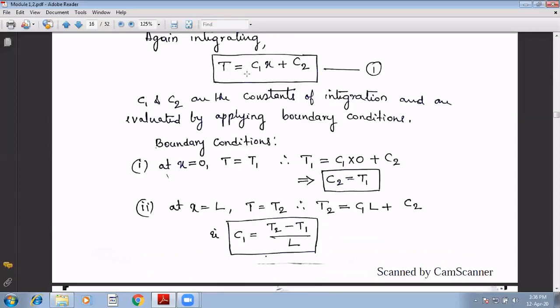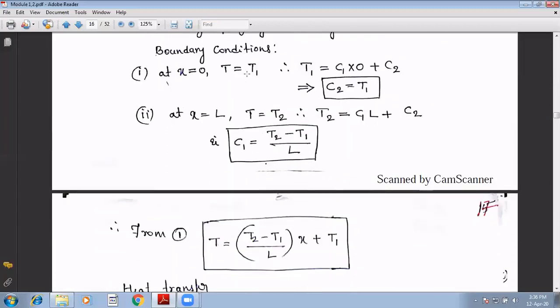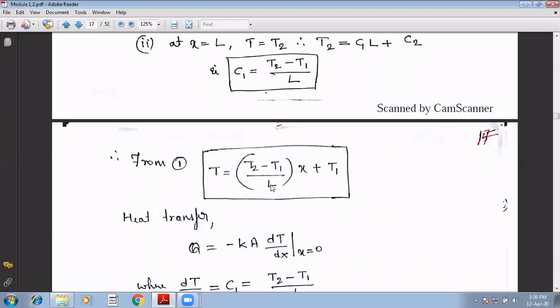Okay, because you are looking for the temperature profile, correct? Next, T will be (T2 minus T1) by L into x, that is C1x plus C2. C2 is nothing but T1. Now, out of this, if you get dT by dx, if you differentiate this equation with respect to x, that is your dT by dx. This term goes to 0, independent of x, so you are left with the coefficient of this x term.